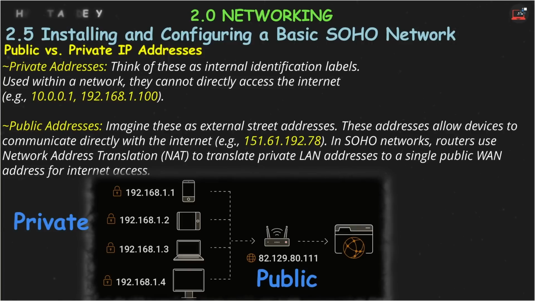Public addresses. Imagine these as external street addresses. These addresses allow devices to communicate directly with the internet. For example, 151.6.1.192.7.8. In SOHO networks, routers use network address translation, NAT, to translate private LAN addresses to a single public WAN address for internet access.